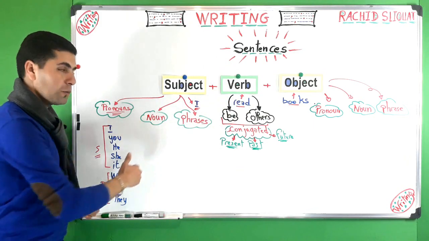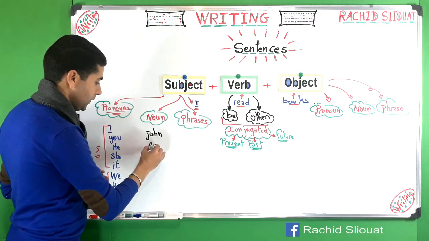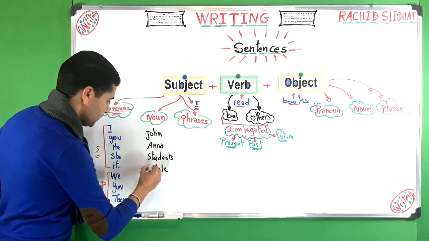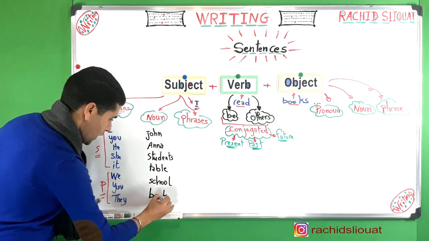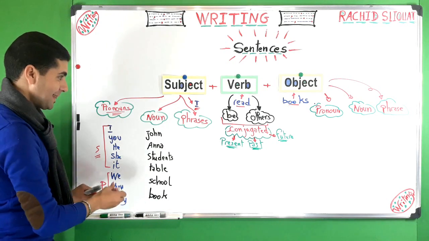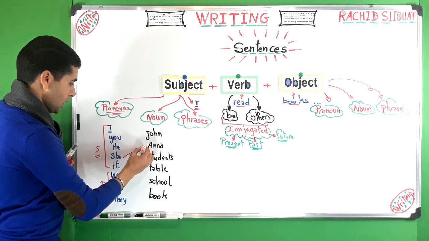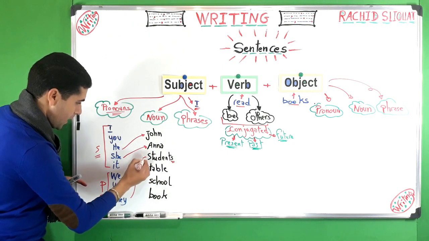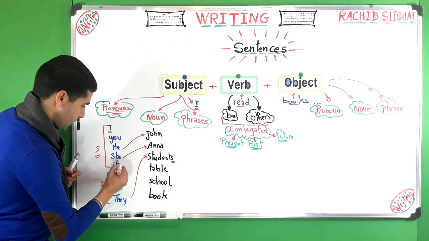The subject can also be a noun. Nouns, for example, John, Anna, for instance, or student. Take, for instance, table, school, or book, etc. So these are examples of nouns. For example, Anna can be replaced by she, but John can be replaced by he. Student, plural, so they. So we have table and book. It is an object, so it.